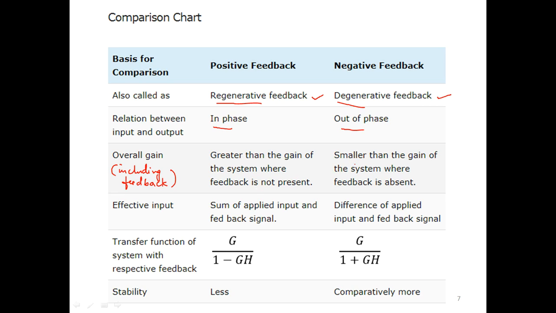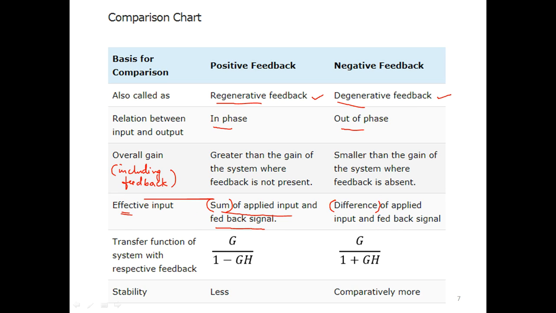Similarly, with negative feedback, the gain will be smaller if you give the feedback. Okay, what about effective input? Effective input is the sum of the applied input and the feedback signal. Why is it a sum here? Because both of them are in phase, and two signals which are in phase can be added. However, in negative feedback, both of them are out of phase, so obviously it should be a difference of the applied input and the feedback signal.